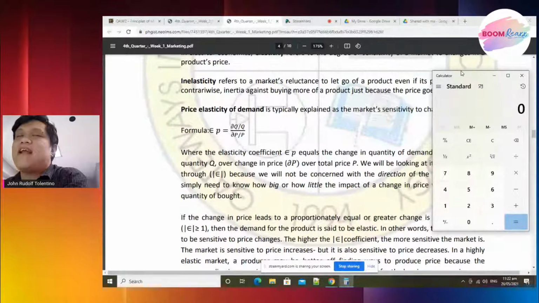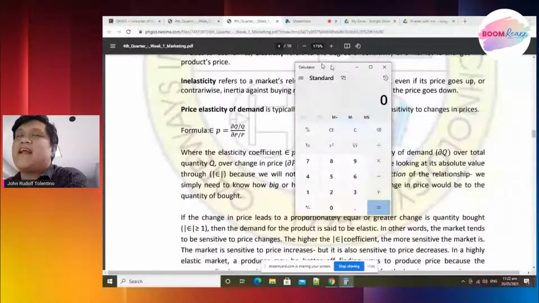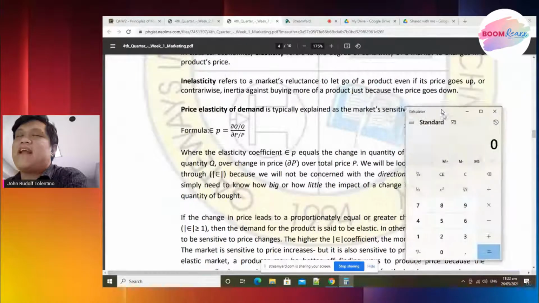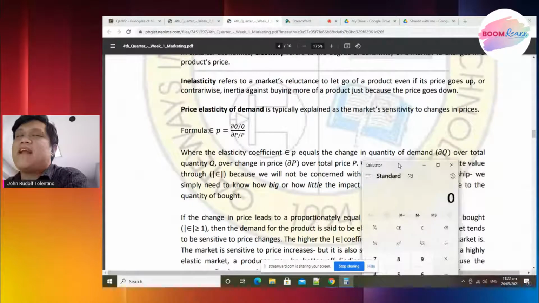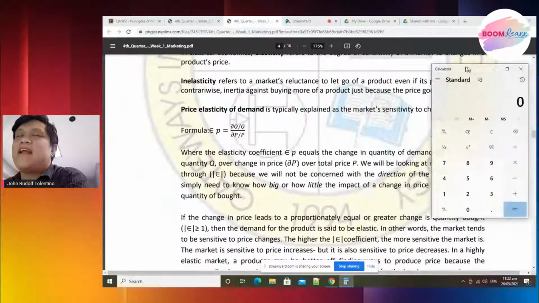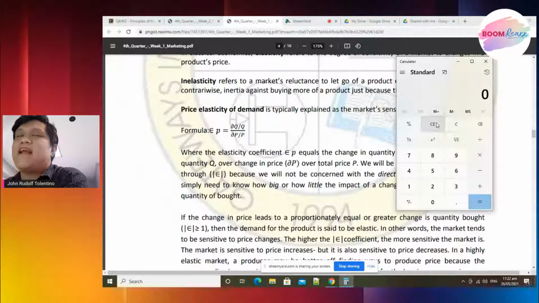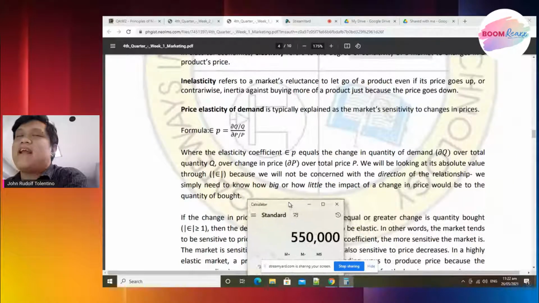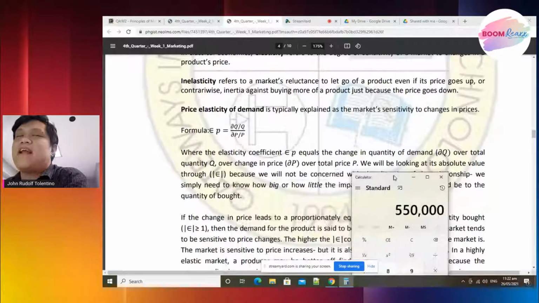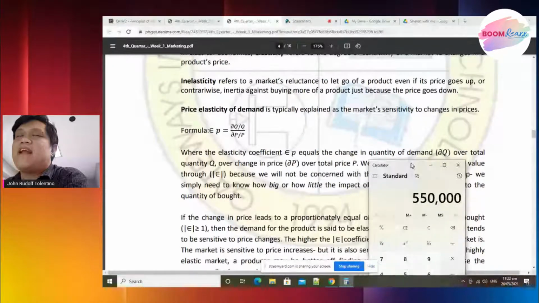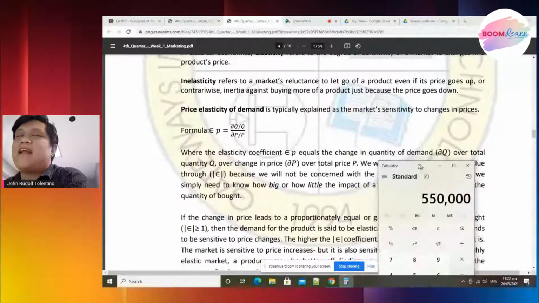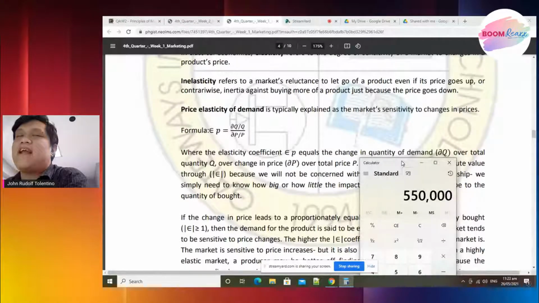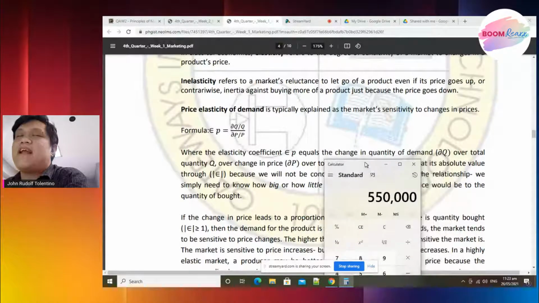Okay, if ang given ko to get the coefficient price, meron tayong number one, ang required is quantity of demand. For example, I will give a quantity of demand of 550,000. And the second given natin is the quantity sold. Ibig sabihin daw is kung gaano daw karami na benta. Gaano karami yung demand, ibig sabihin yung kagustuhan ng merkado at kung gaano karami yung nabenta.